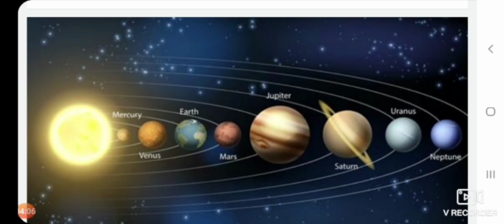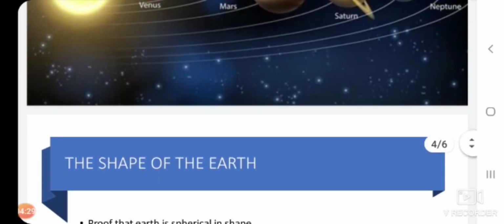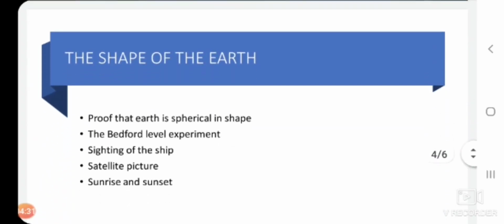Okay children? As we have already learned, the solar system comprises 8 planets, which you can name. Yes, which are Mercury, Venus, Earth, Mars, Jupiter, Saturn, Uranus and Neptune. Moving forward children, let us get into the content of our lesson. First we will learn about the shape of the Earth.